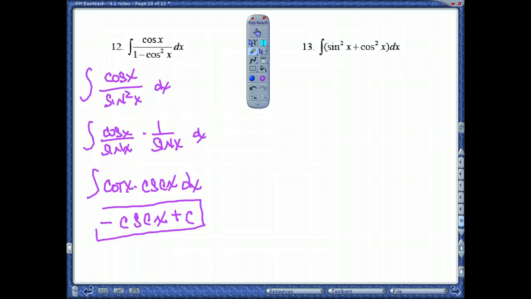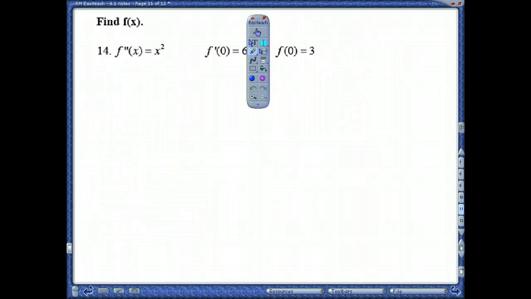Now pause the recorder on number 13 because I want you to try that one yourself. So pause it, see if you can come up with it. Okay, hopefully you've tried it. You're bringing it back on. Sine squared plus cosine squared is 1. The integral of 1 is x plus c. Yay! Hopefully you tried it. We're pleased with the results.